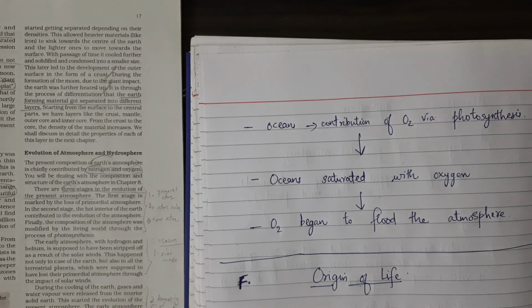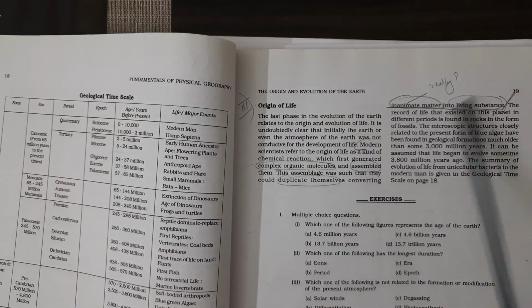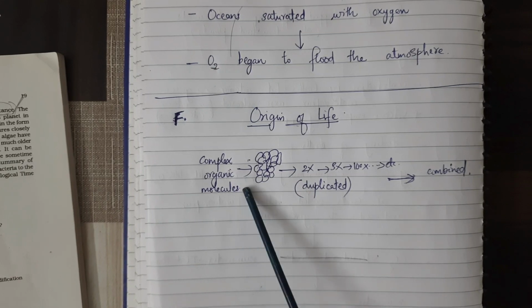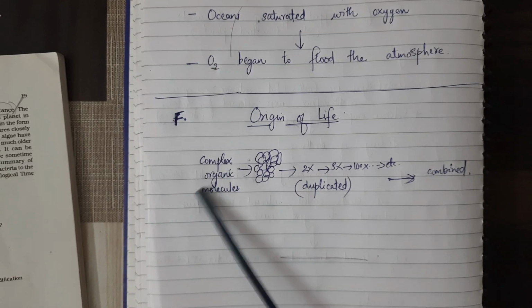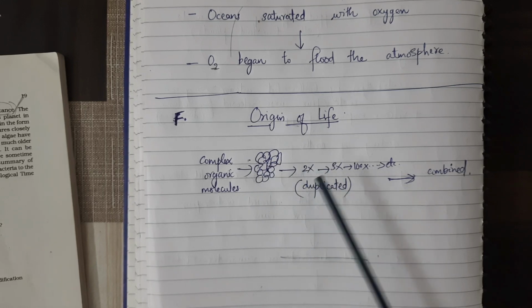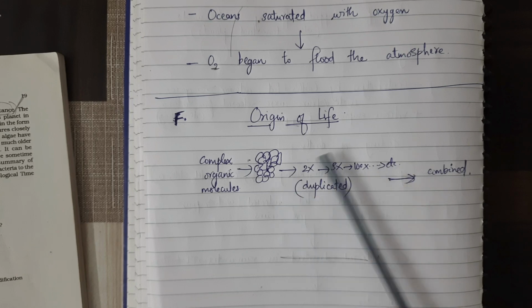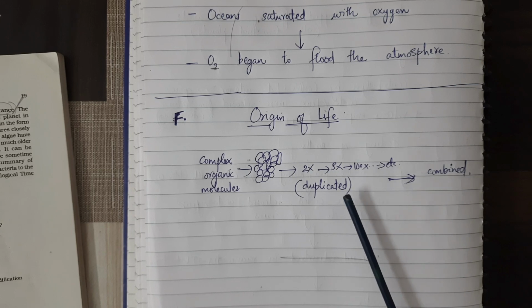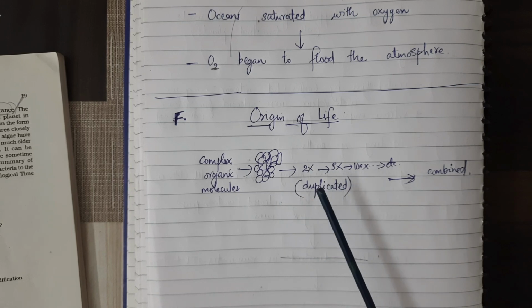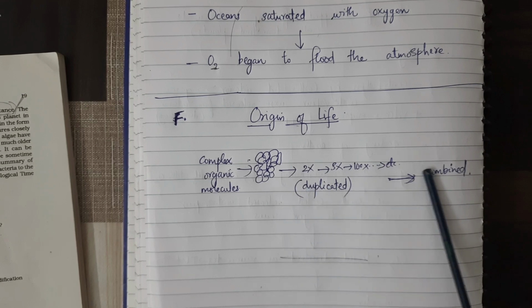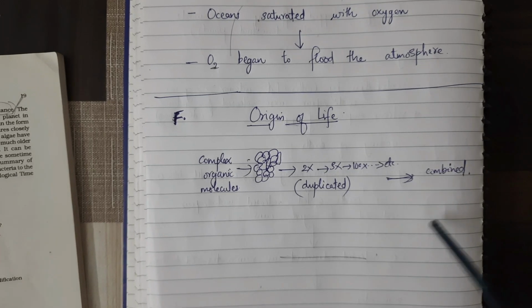We will go to the next and last topic in this, and that is origin of life. The main basic idea here is that there were complex organic molecules formed due to some chemical reactions. Let this be the complex organic molecule. It multiplied many times and started getting combined. This assemblage, after duplicating themselves, started converting inanimate matter into living substance. This is what happened, the scientists are telling. So this is the main idea of this.